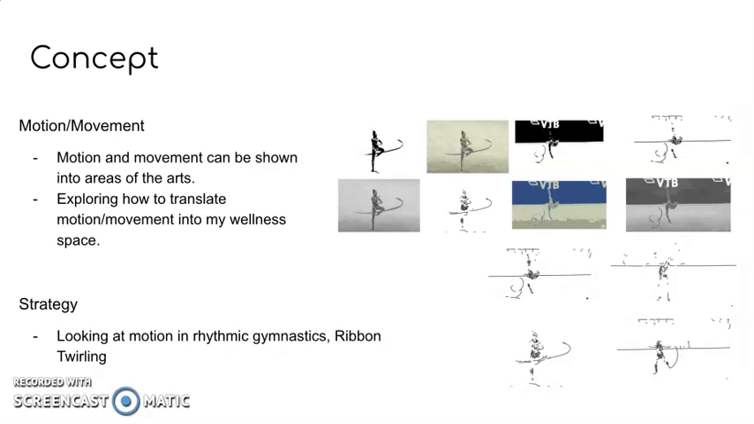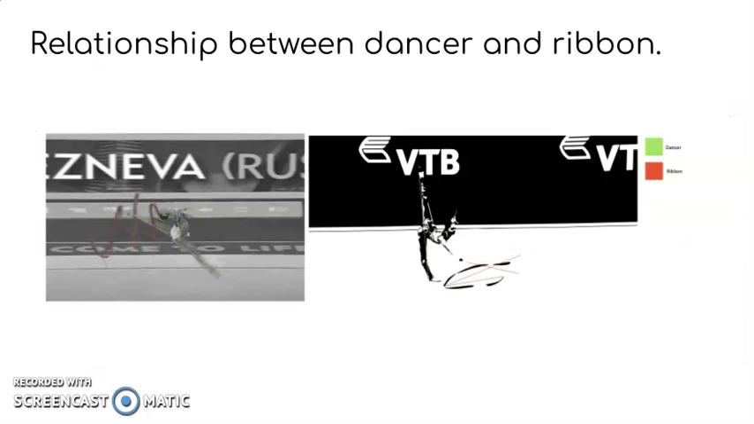Motion can be shown in many areas of the arts and also ties into chiropractic care because of sports injuries and recoveries. I explored how to translate motion into my wellness center by looking into ribbon twirling and rhythmic gymnastics. This first study on ribbon twirling shows the relationship between the dancer and ribbon through a series of red and green lines.